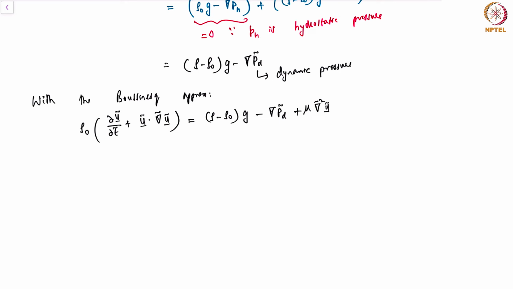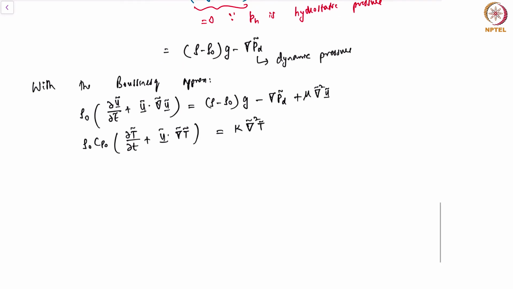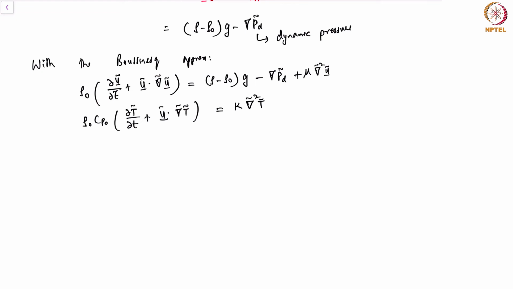We also need to couple this with the temperature equation. The temperature equation would be rho naught times Cp naught, so here this is specific heat at constant pressure, and K is thermal conductivity.